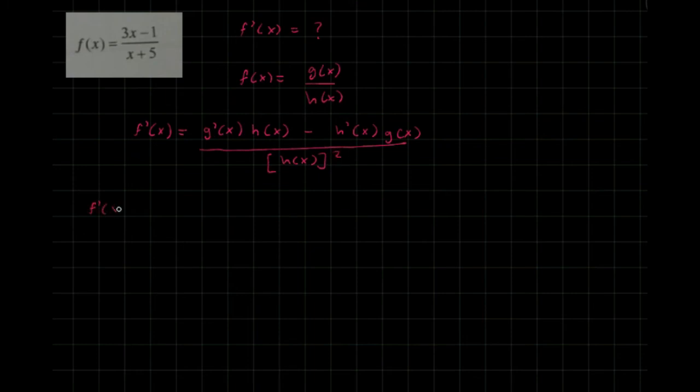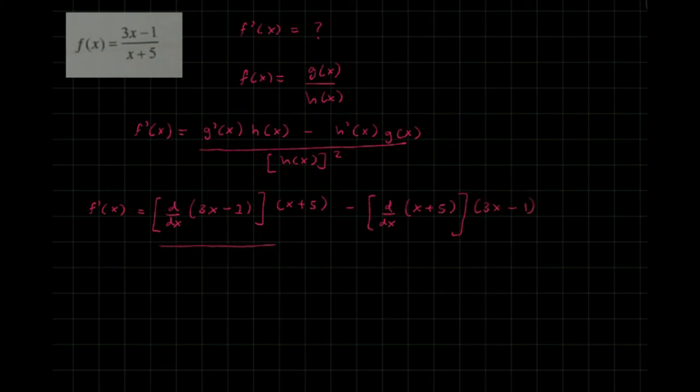Okay, so if I'm finding the derivative here, using this template, f prime of x is equal to the derivative of 3x minus 1 times x plus 5, minus the derivative of x plus 5 times 3x minus 1, and this is going to be over x plus 5 squared on our denominator. So I'm looking at the derivative.